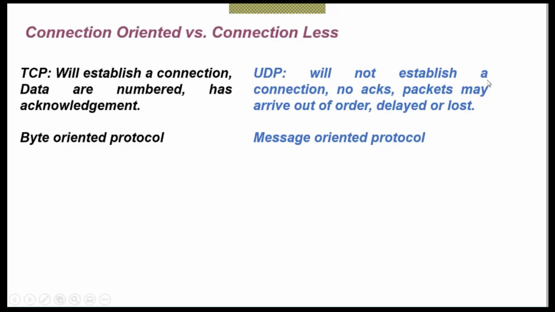UDP will not establish a connection. It will just throw the packet and deliver it. Whether it reaches or not, it goes. Right? There are no acknowledgements in UDP. Packets or segments may arrive out of order. They get delayed, they get lost. UDP does not care. TCP is a byte-oriented protocol, whereas UDP is a message-oriented protocol.